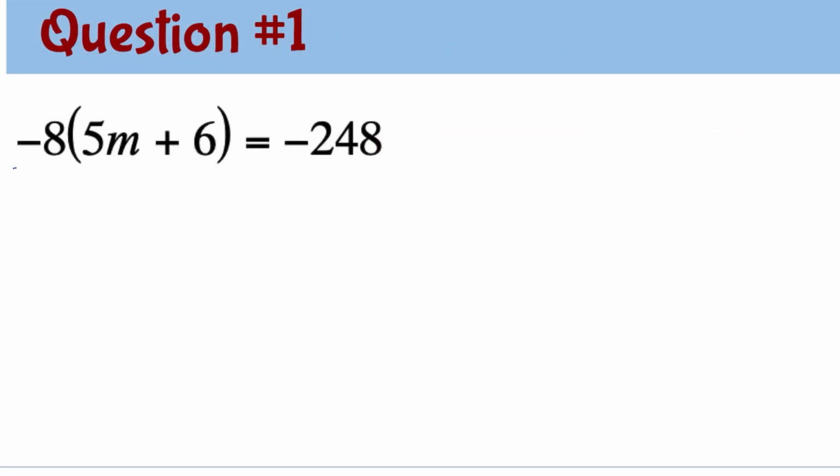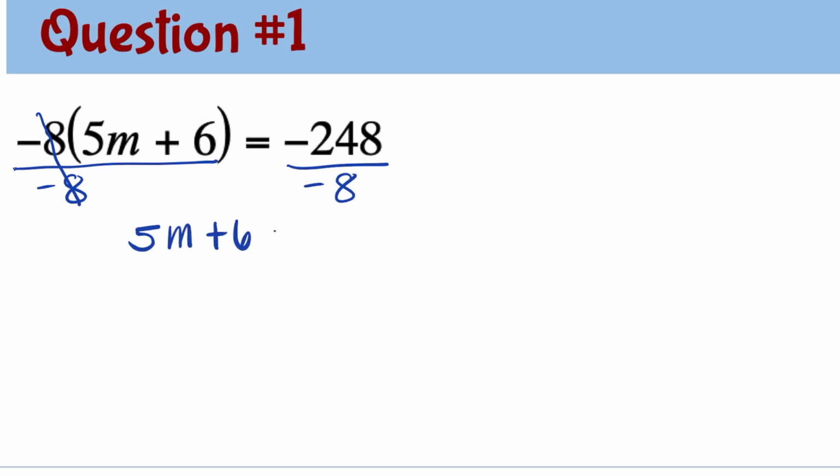Question number 1. Negative 8 times the quantity 5m plus 6 is equal to negative 248. In this question, I will do the inverse operation first for multiplying by negative 8. So I will divide both sides by negative 8. And negative 8 divided by negative 8 is positive 1. So the left side is now only 5m plus 6, equal to the right side.